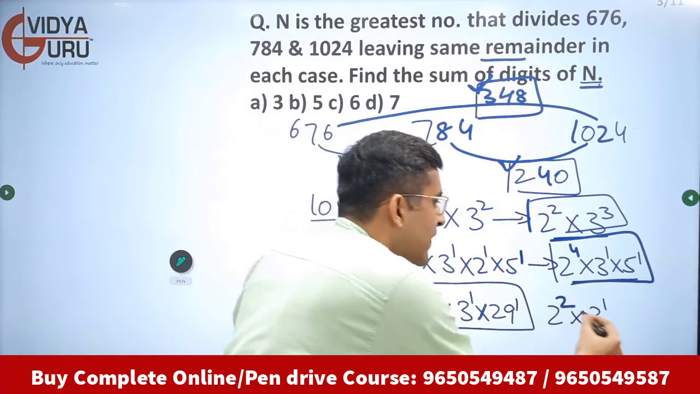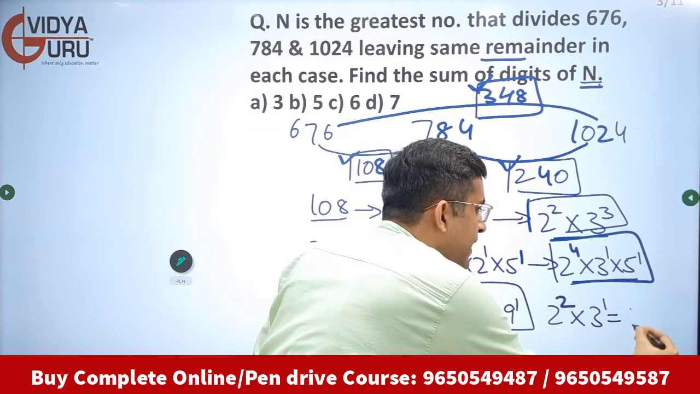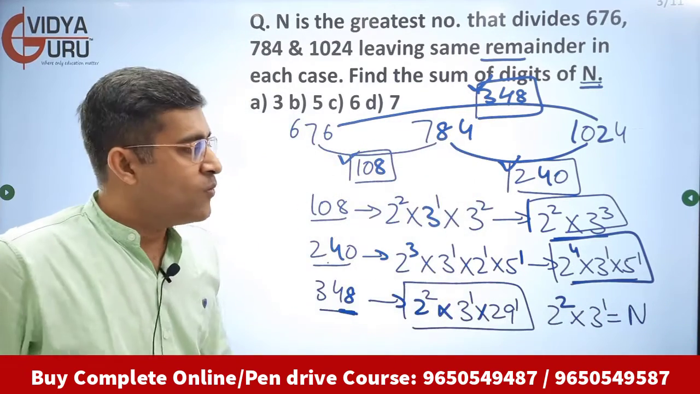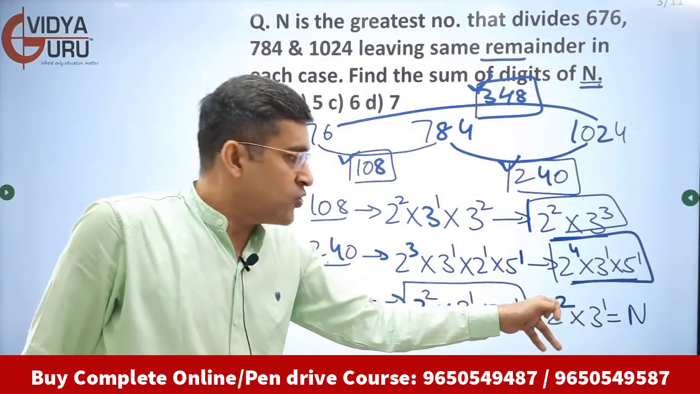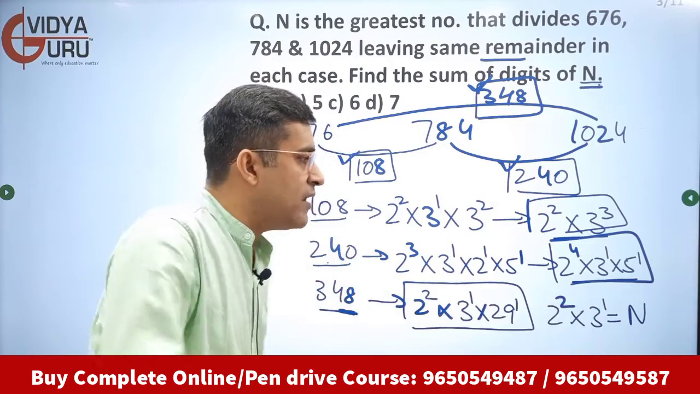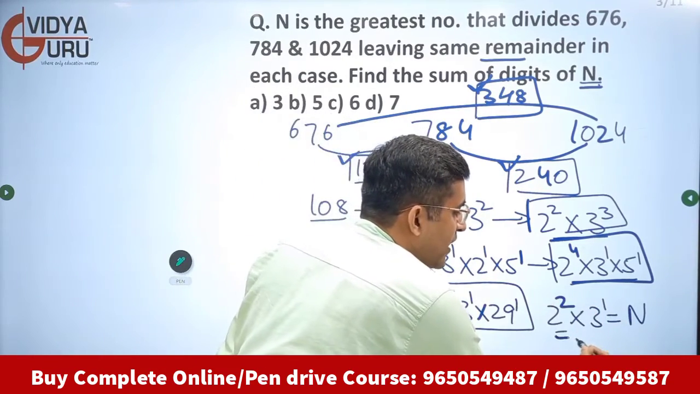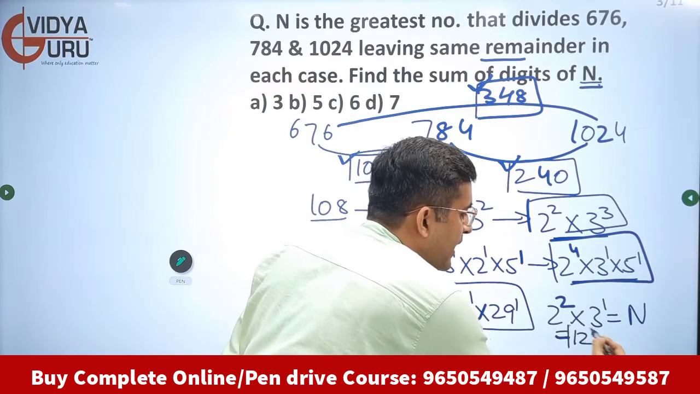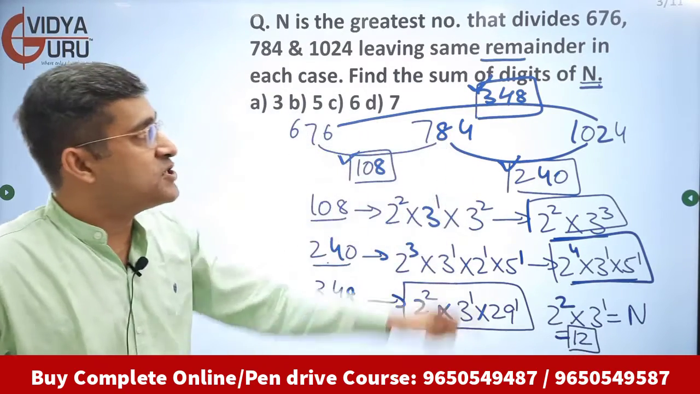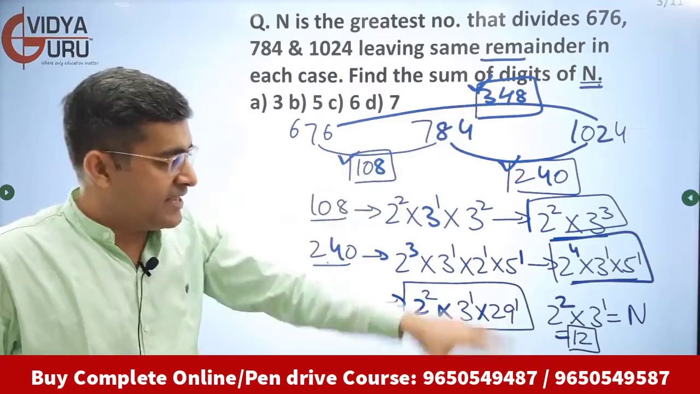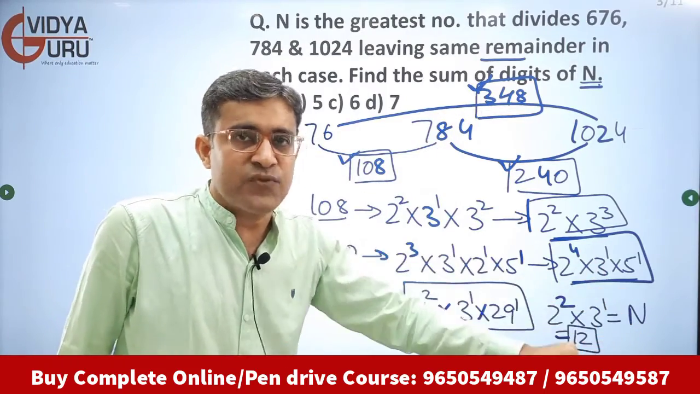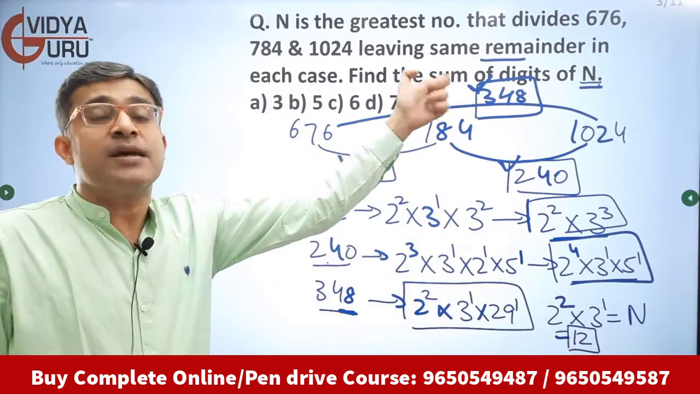So finally this number n has been arrived at. What is this number n? 2 square, 4, 4 3s are 12. So n is basically 12. What is the value of n? N is 12. But the question was asking something else. Yes, this number n is 12, but let's find out the sum of digits.